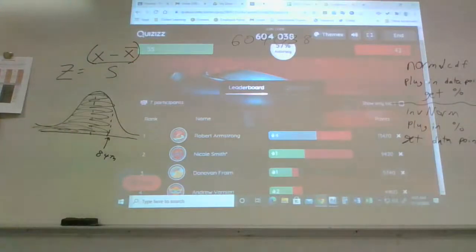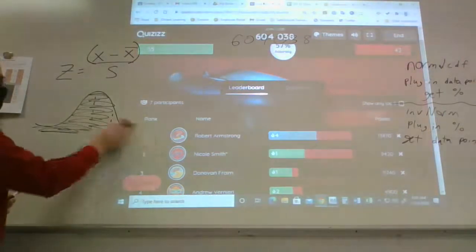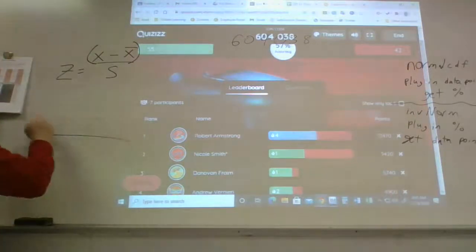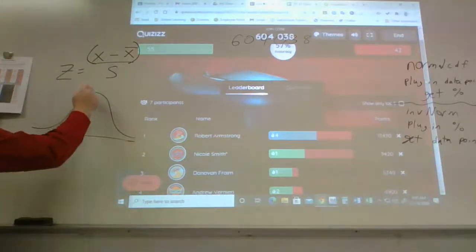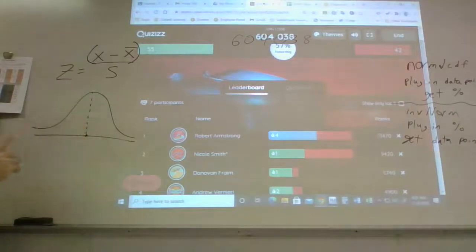With this, how would I start? The number right in the middle, 0, is your mean. And each dash up that we've always drawn when we've done these... This would be inverse norm, right? No, because you're not looking for a data point. The question is actually asking what is the area under the curve, or the shaded area. The area is actually a percentage.